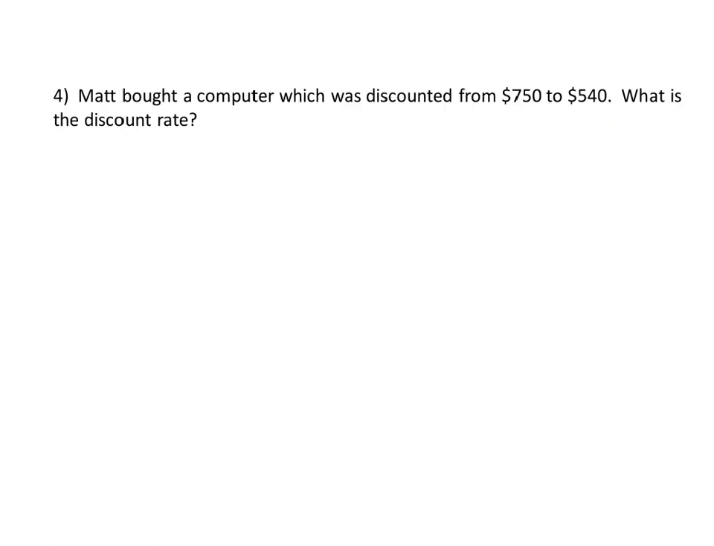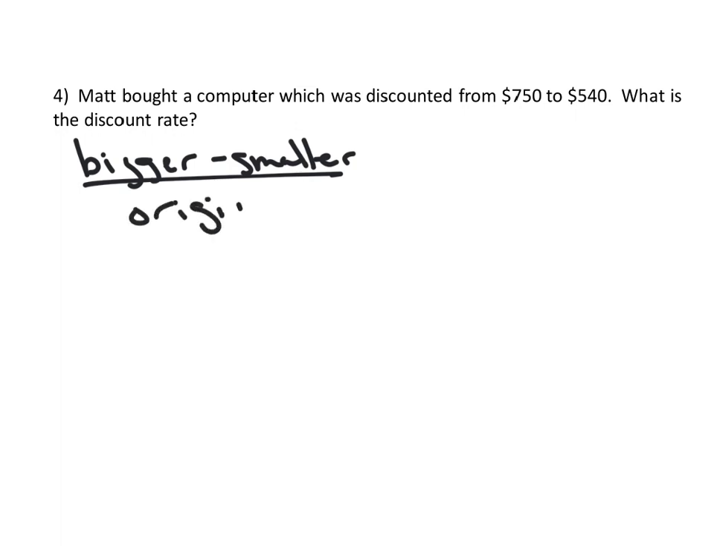So example 4 says Matt bought a computer which was discounted from $750 to $540. What is the discount rate? So just like the last one, this is basically asking us what's the percent of decrease. So anytime you're finding percent of increase or percent of decrease, you're going to take your larger amount, you're going to subtract the smaller amount, and then you divide by the original amount. What was the cost of the original one?